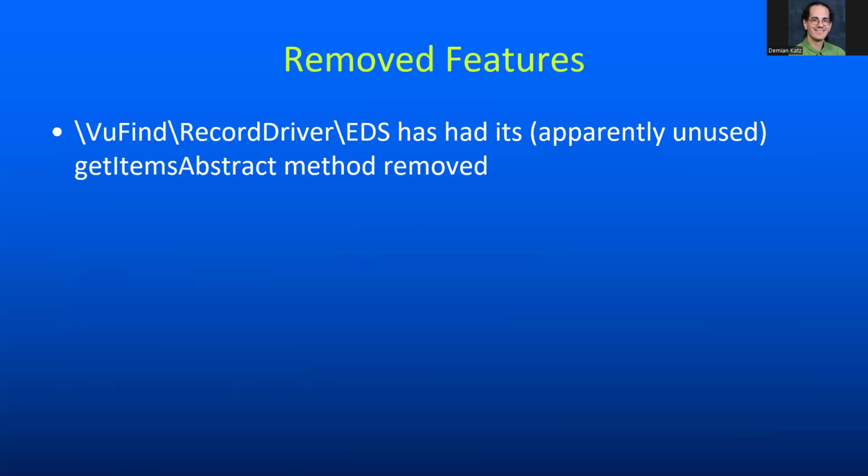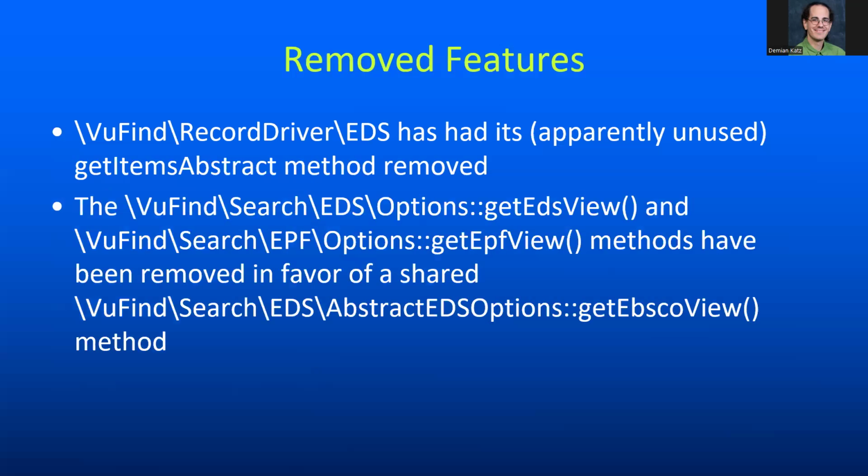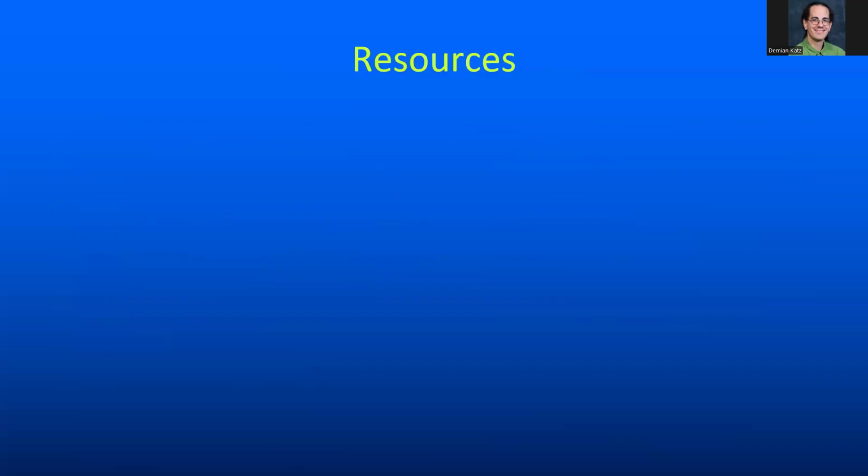The EDS record driver has had the get items abstract method removed. This was apparently not used for anything. But if you use it, you'll need to locally recreate it. And then also the options classes for EDS and EPF, two different EBSCO services, have had the get EDS view and get EPF view methods removed in favor of a shared abstract get EBSCO view method to make the logic less redundant.